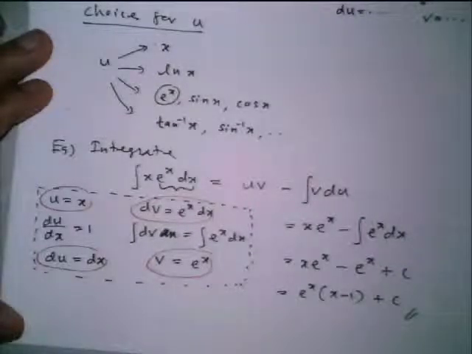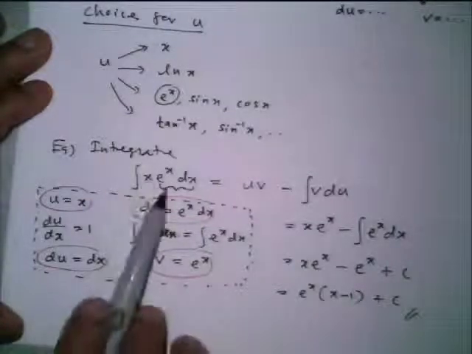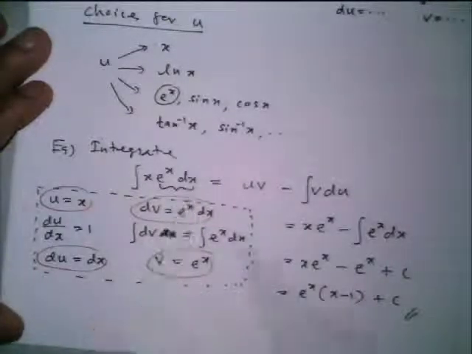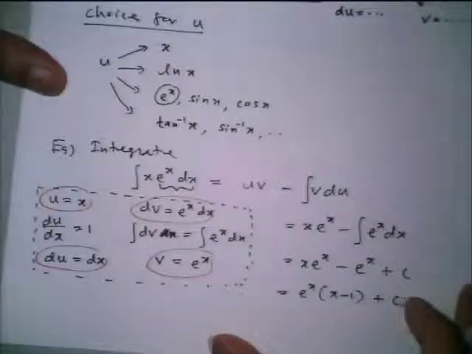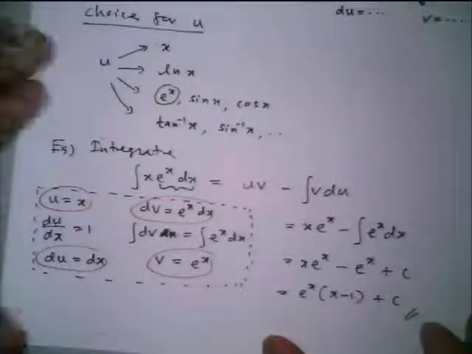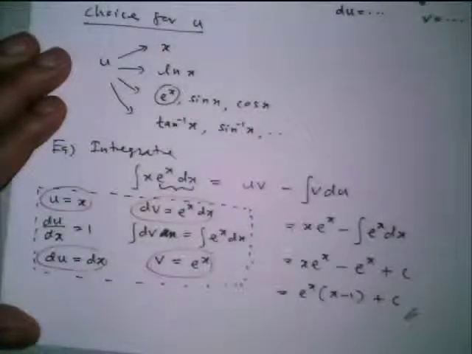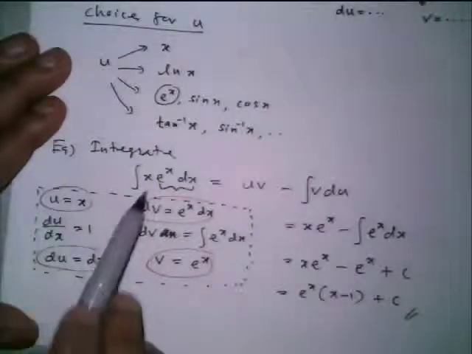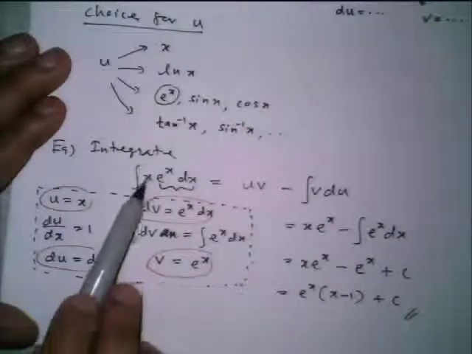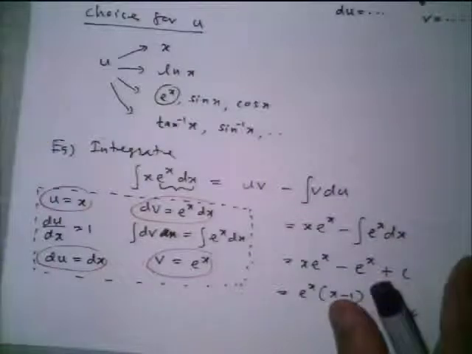Okay? So you can see that it's kind of a good method, because this one you could not do maybe using any other method, but now you can do it. Okay? So let's do a few more examples. So how do we pick u? You pick u so that once you take the derivative, it's simpler than the original one. Okay? So it's gonna go down. Power goes down.